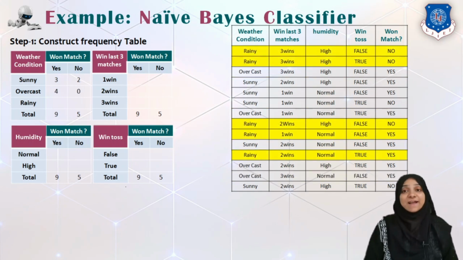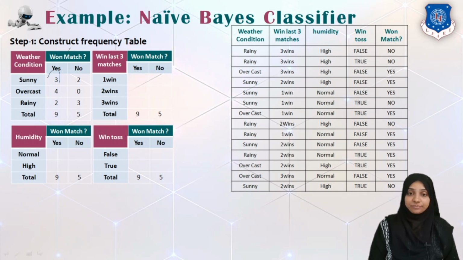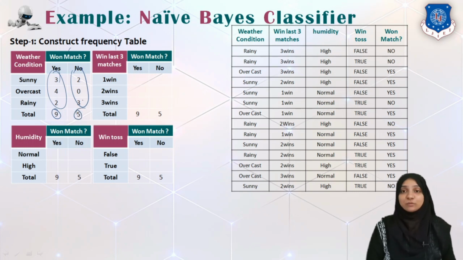Likewise for rainy, I will highlight all the rows which contain the value rainy for weather condition, and find out how many rows support yes and how many support no. There are only 2 rows with yes and 3 rows with no. As you can see, if you take the total of this column, it would be 9 and this column would be 5. This has to be done. If it is not summing up to the same value, then there are some errors in your observation or calculation of these values. Now let us move to another column, that is wins in the last 3 matches.